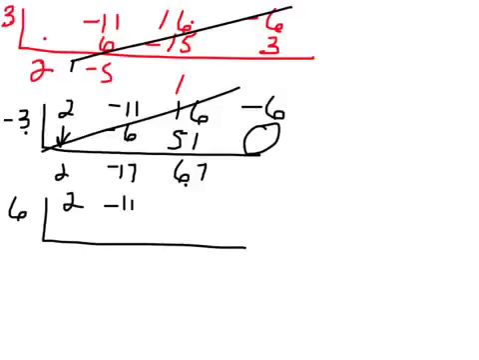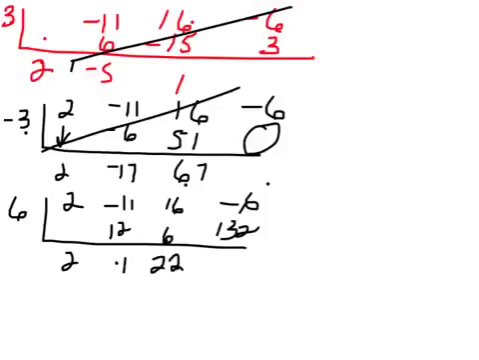Let's try 6. Okay. 6 times 2 is 12. Negative 11 and 12 is 1. 6 times 1 is 6. 16 and 6 is 22. 6 times 22 is like 132. Not going to work. Let's try negative 6.